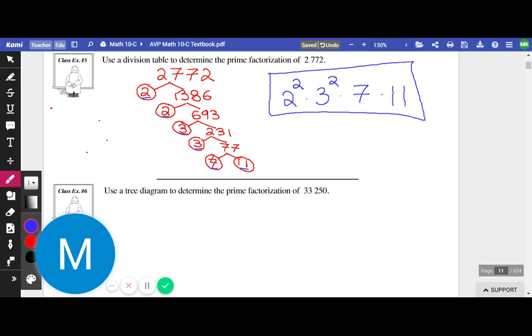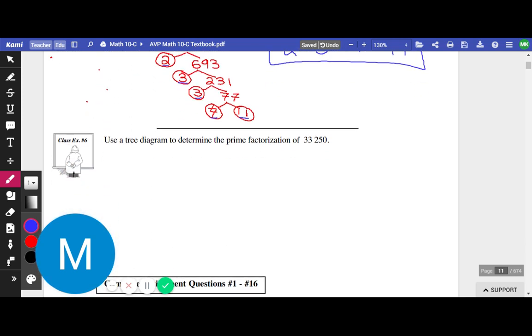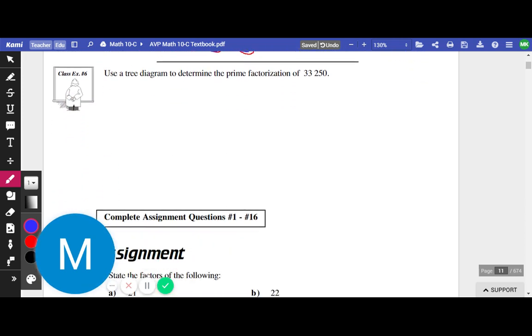We have one more example that we're going to try. We have 33,250. So again, you write that number at the top, 33,250, and you start breaking it down. I'm going to go a little faster, so we finish before the bell. 33,250 divided by 2. You get 16,625. Divide that by 5.